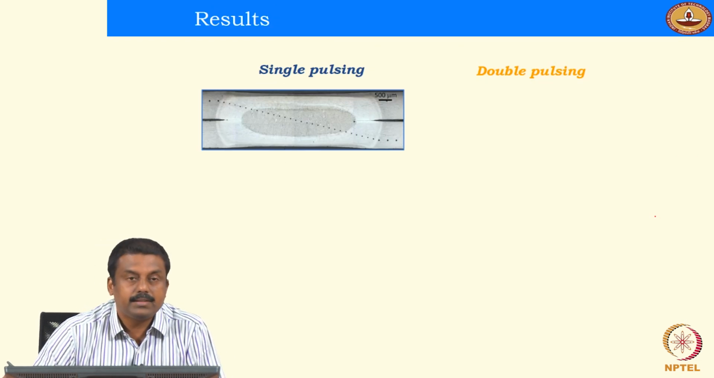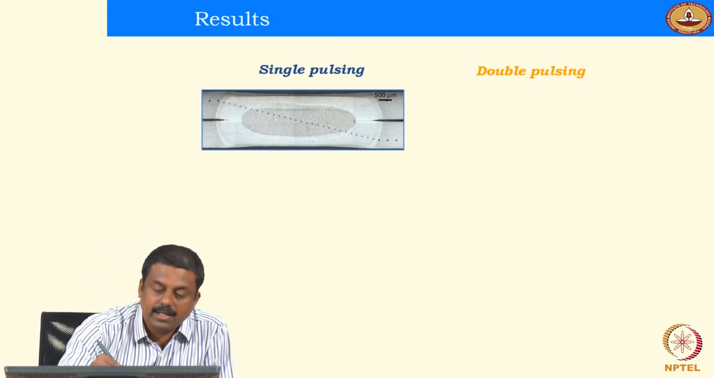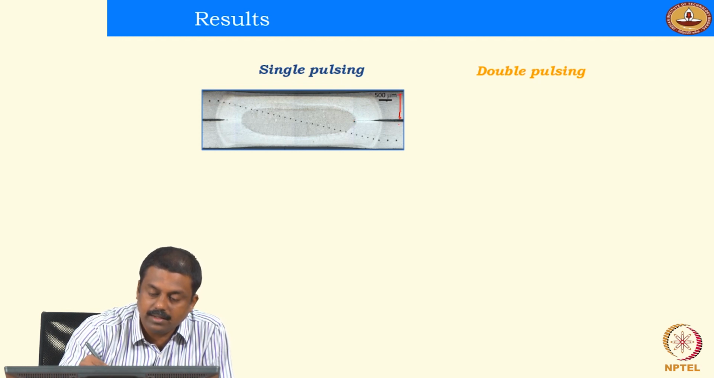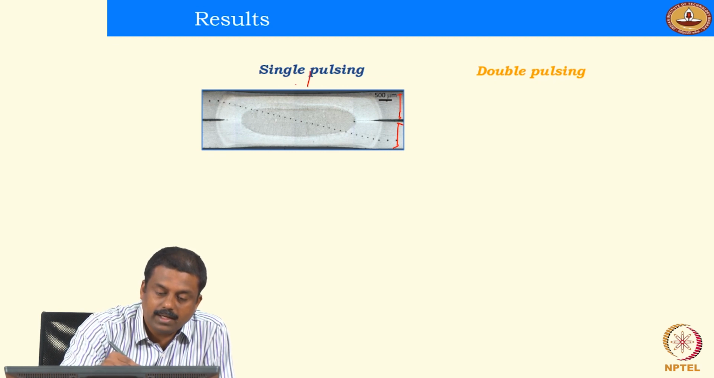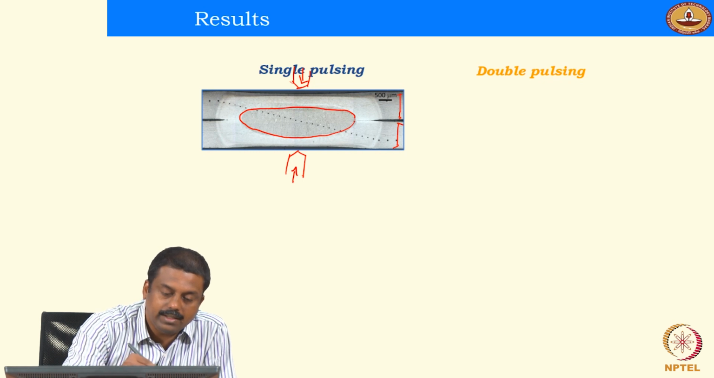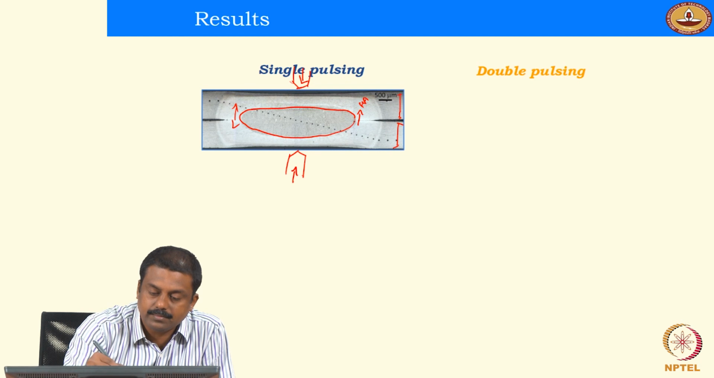So what happens in single pulsing? In single pulsing we generate a weld nugget. So this is sheet 1, the top sheet, and this is the bottom sheet. So when you are using an electrode, we pass a current, and we also apply a load, and doing so we melt the interface and form what is known as the weld nugget, right? And these regions are the heat affected zone regions.